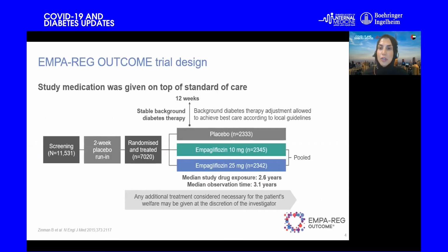So as you all know, doctors, the story of Empagliflozin originally started with the EMPA-REG OUTCOME trial, as mandated by the FDA to assess the safety of Empagliflozin on top of standard of care in patients with diabetes and established cardiovascular disease. So 7,020 patients were studied, EMPA-10 and EMPA-25 compared to placebo on top of standard of care. This was meant to be an event-driven trial with a median observation time of 3.1 years. The main primary endpoint was the 3-point MACE as mandated by the FDA.